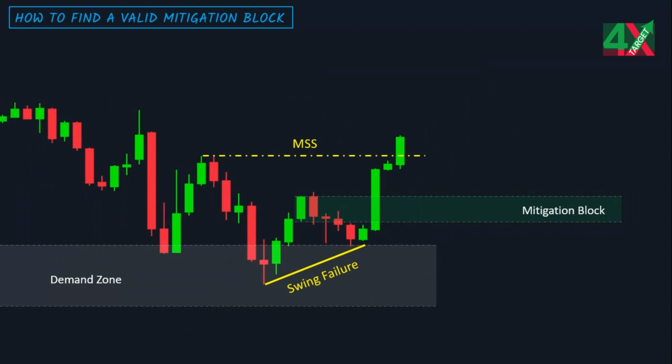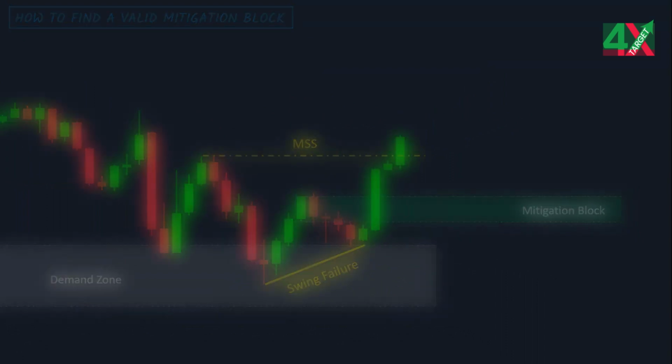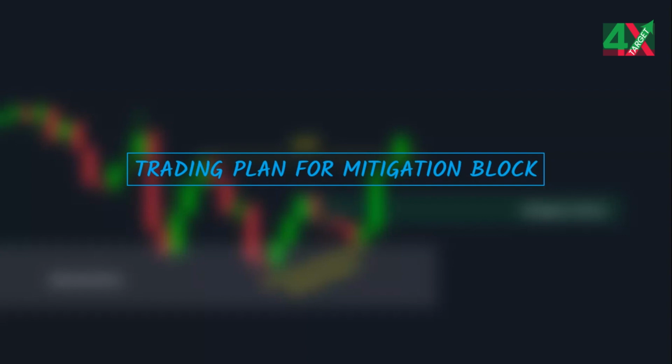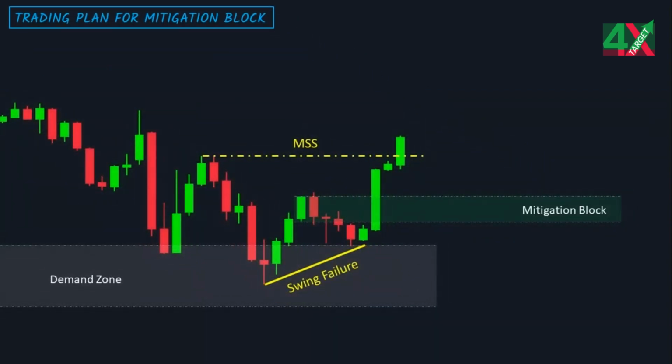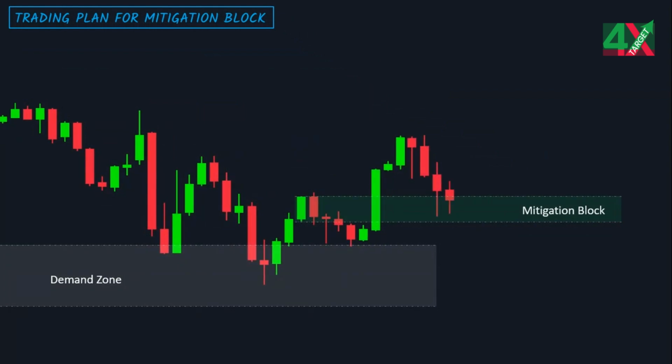Once you've identified and confirmed a high-probability mitigation block, the next step is execution of your trading plan. Don't rush to hit the buy or sell button the moment you spot it. Instead, wait for the market to return and tap the mitigation block. This retest is the market's way of validating that level, showing you that institutional orders are being respected. When price taps into the block, that becomes your precise entry point.